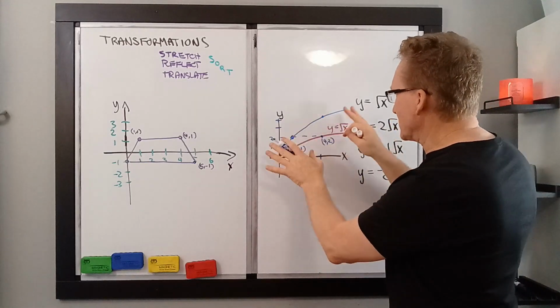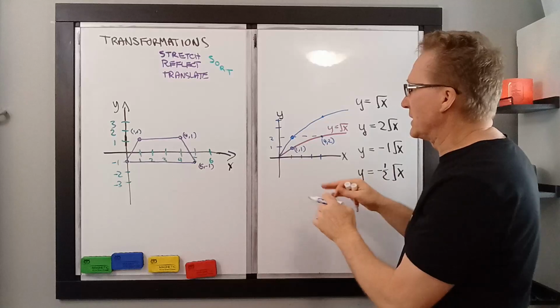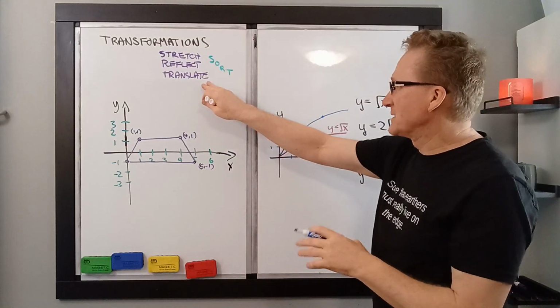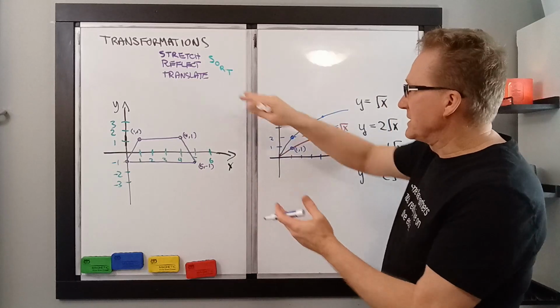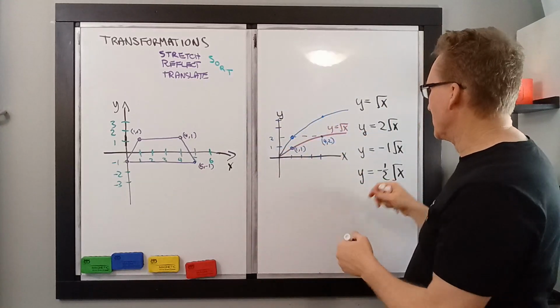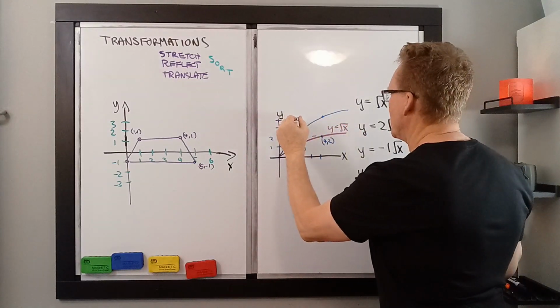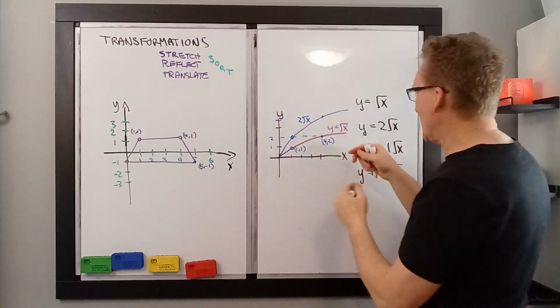Now in this case it's stretched, so you have to be a little bit careful. When it was translated, we kept the shape exactly the same. Now we're stretching it, squeezing it, reflecting it, doing a variety of things to it. So this one over here is 2 root 2. That's a very simple stretch.